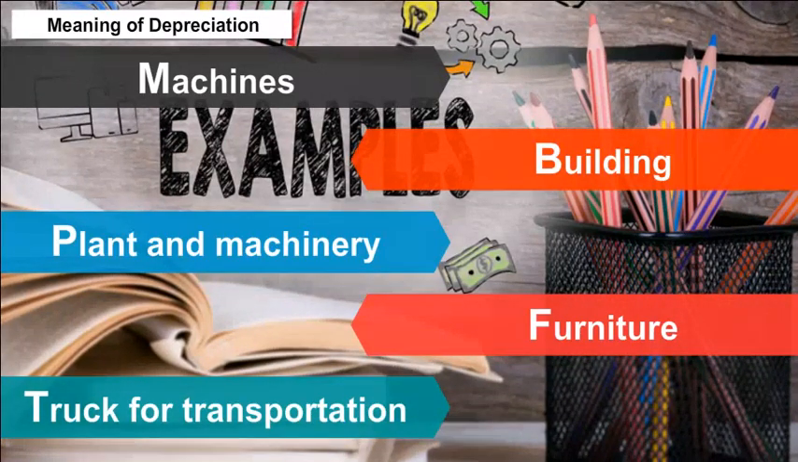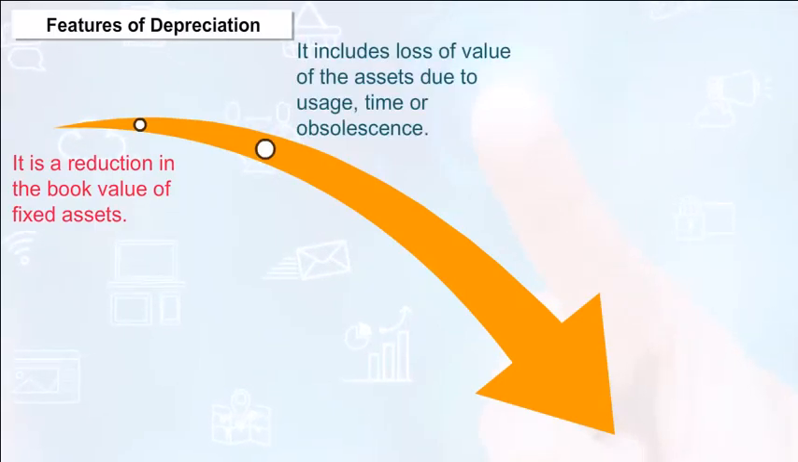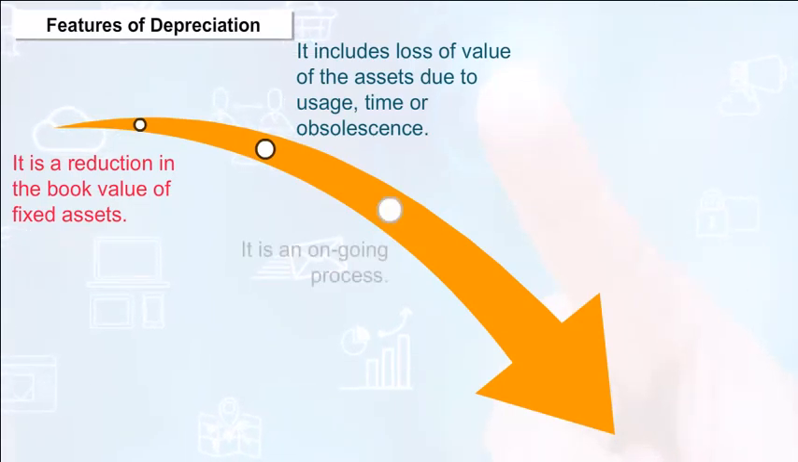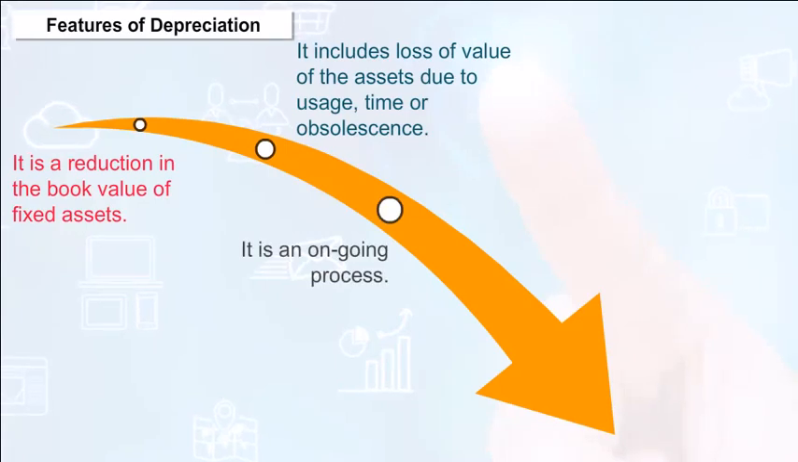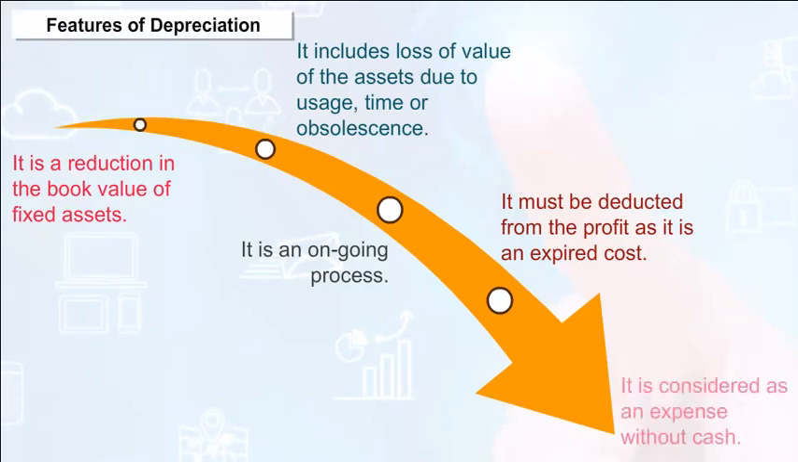Features of depreciation. It is a reduction in the book value of fixed assets. It includes loss of value of the assets due to usage, time, or obsolescence. It is an ongoing process. It must be deducted from the profit as it is an expired cost. It is considered as an expense without cash.